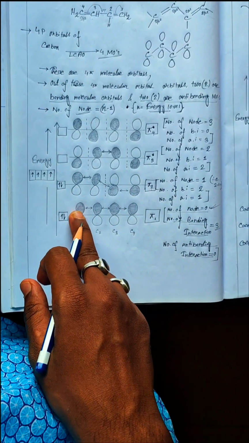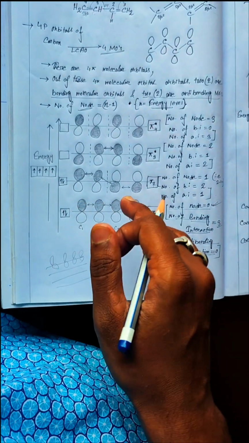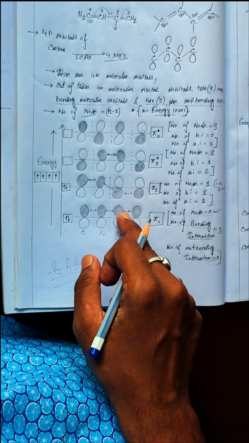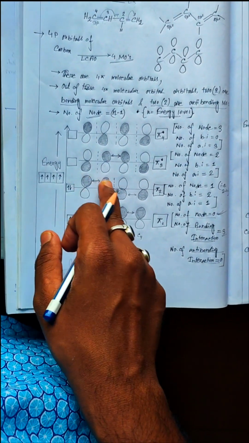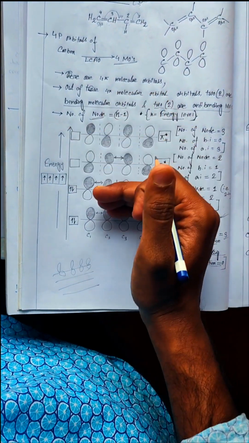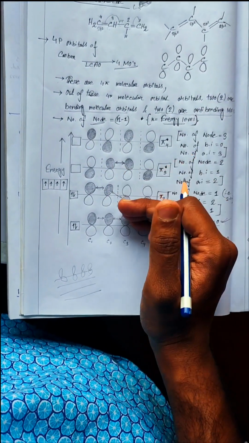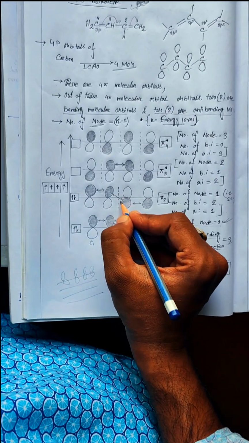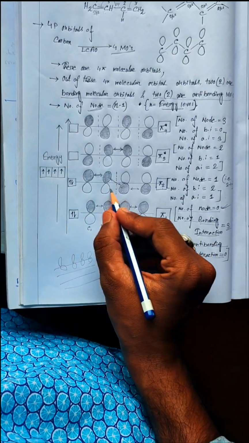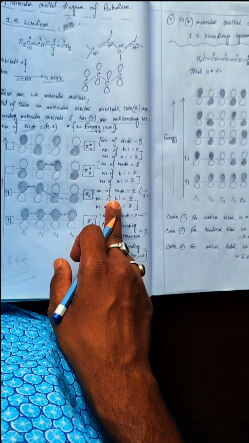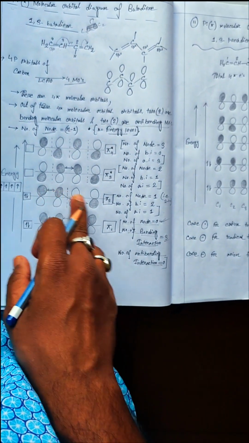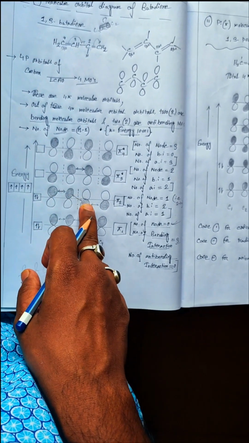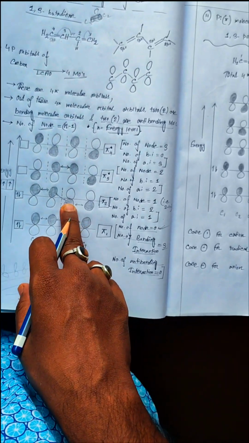So that's how you have to draw. First, how to draw? First, shade all the p orbitals on one side. Then 2 p orbitals are shaded on one side, and the opposite 2 p orbitals are shaded on the other side. Then you get one node in this portion, that is between C2 and C3. So here the number of bonding interactions is 2, and the anti-bonding interaction is 1, which is equal to the number of nodes.